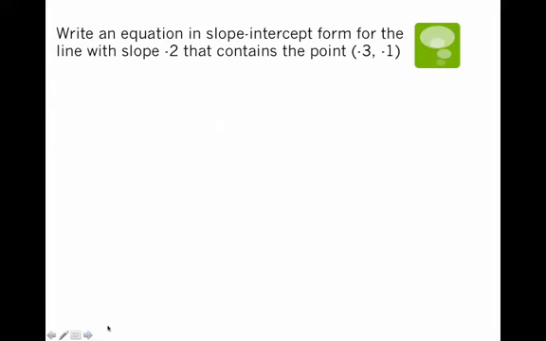Okay, so now I want to write an equation in slope-intercept form. Remember, slope-intercept form is y equals mx plus b, but I'm going to use point slope form to help me get there. Okay, so I've got this point, so I've got y minus negative 1 equals my slope of negative 2 times x minus negative 3. I'm going to simplify that to y plus 1 equals negative 2 times x plus 3.